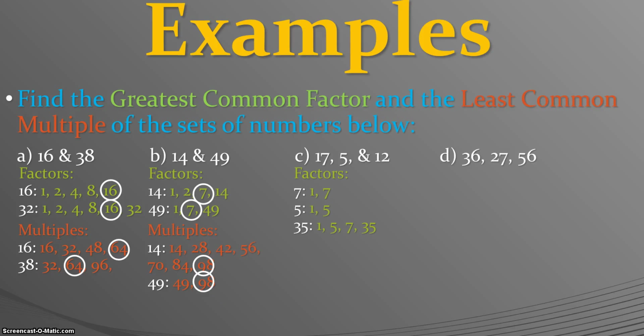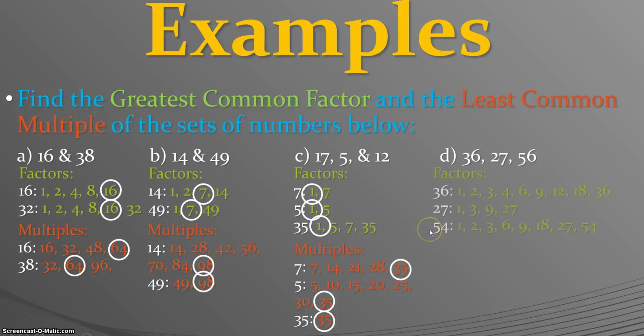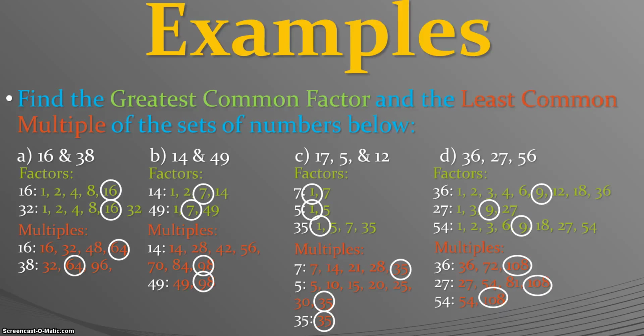Now when you have 3, you do the exact same thing. What do they all have in common? A 1. So that's the greatest common factor. And for multiples, it's a little more work, but 35 was the least common multiple. Here are the factors for 36, 27, and 56. The greatest one they have in common is 9. And their multiples, the least common multiple is 108. Now note, multiples could go on forever, but as soon as you find one that they all have in common, you can stop.